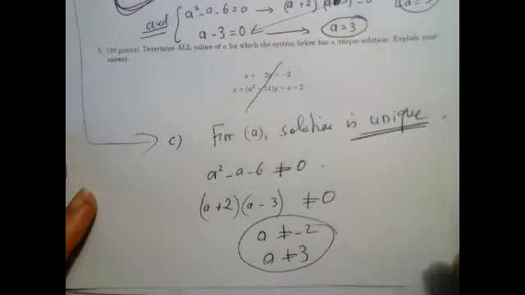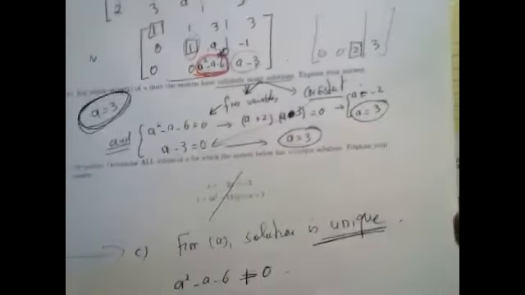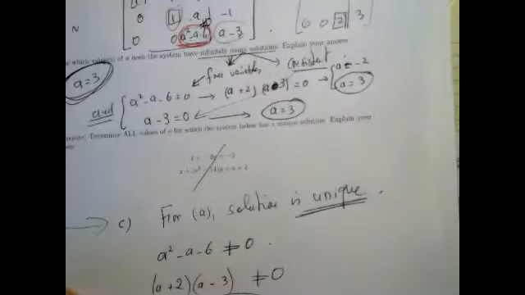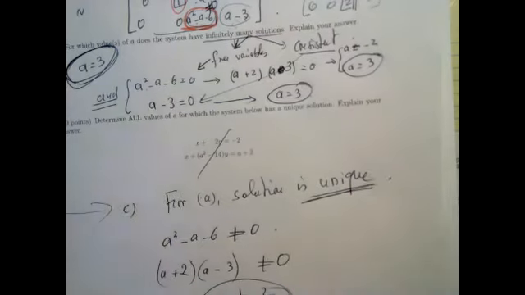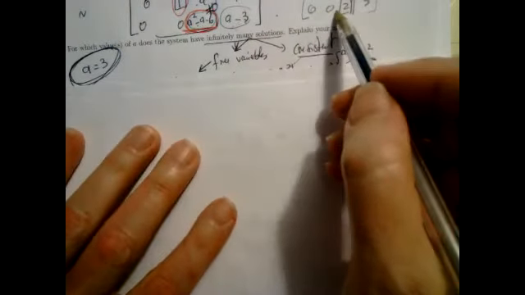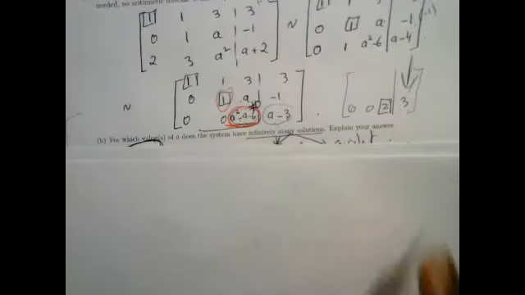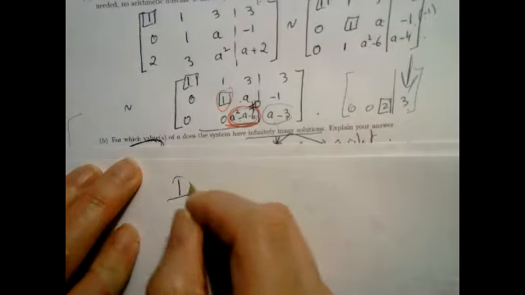The inconsistency criteria, I think the inconsistency is an easy situation. The inconsistency means I cannot have a row of the form 0, 0, non-zero. It means the inconsistency occurs when the last column has a pivot.